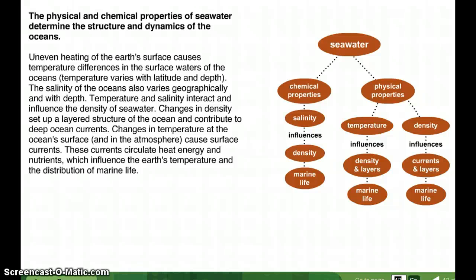The physical and chemical properties of seawater determine the structure and dynamics of the oceans. As we've learned, uneven heating of the Earth's surface, differential heating, causes differences in the temperature in the surface waters of the ocean. Recall that temperature varies with latitude and with depth. The salinity of the oceans also varies geographically and with depth. Temperature and salinity interact and influence the densities of seawater. Changes in density set up a layered structure of the ocean and contribute to deep ocean currents. Changes in temperature at the ocean's surface and in the atmosphere also cause surface currents. These currents circulate heat, energy, and nutrients, which influence the Earth's temperature and the distribution of all marine life.